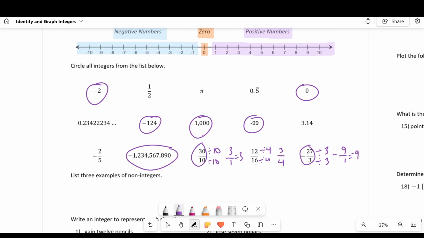List 3 examples of non-integers. So let's not use any of them that are up there. 3 examples of non-integers. Well, 1/4 is not an integer. It's a fraction. -0.2 is not an integer. It's a decimal. And -7/9 is also not an integer.